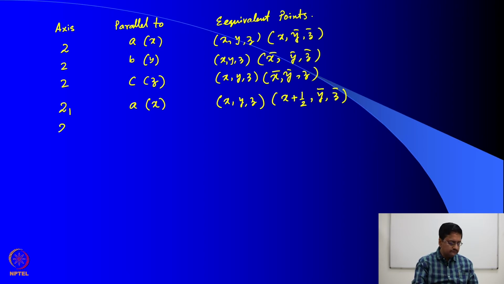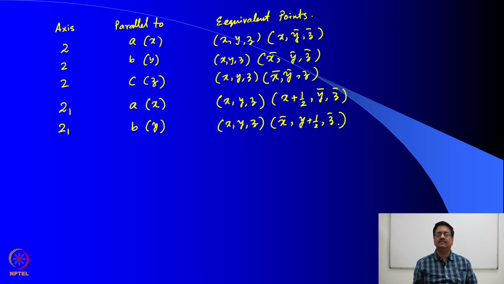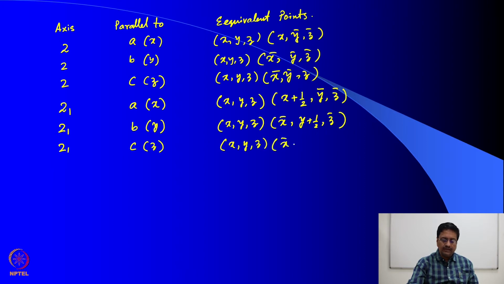Similarly, 2-1 parallel to B means it is parallel to y. So for that, x, y, z would eventually become x bar, y plus half, z bar, because the rotation is about y and the translation is along y direction. Similarly, 2-1 parallel to C or parallel to z would mean the transformation of x, y, z coordinates to x bar, y bar, z plus half, right?